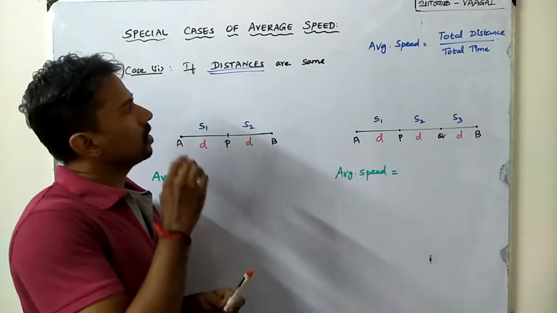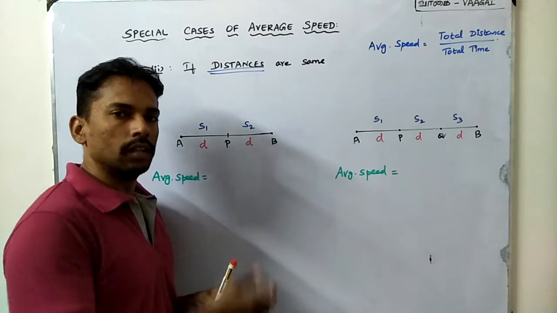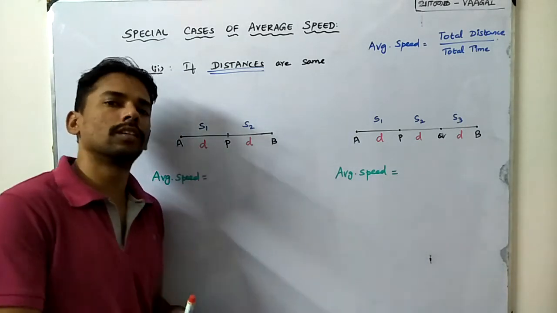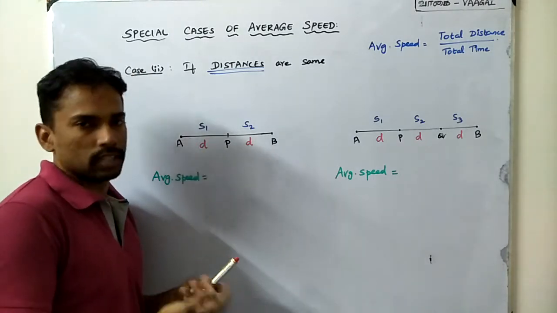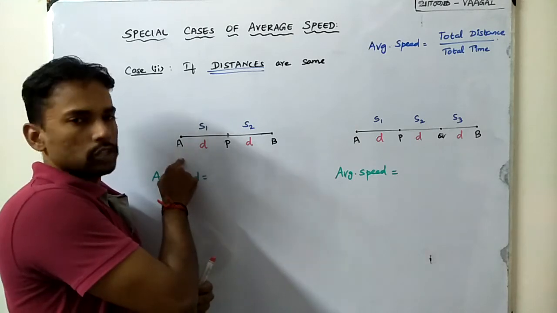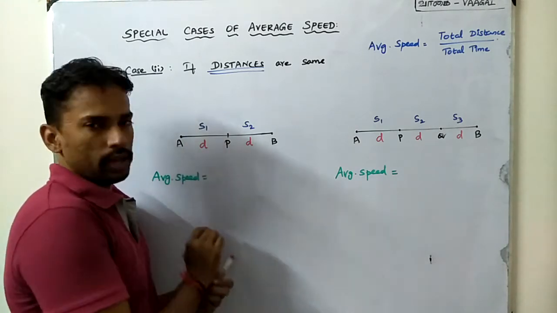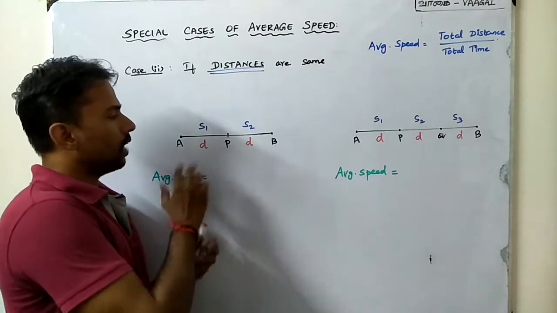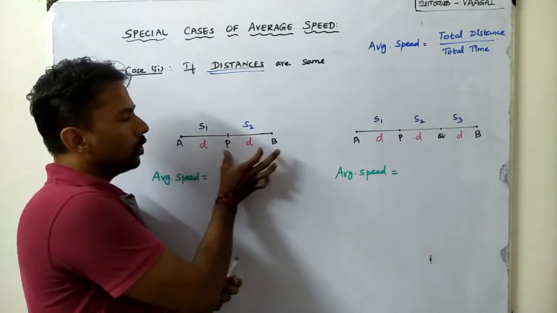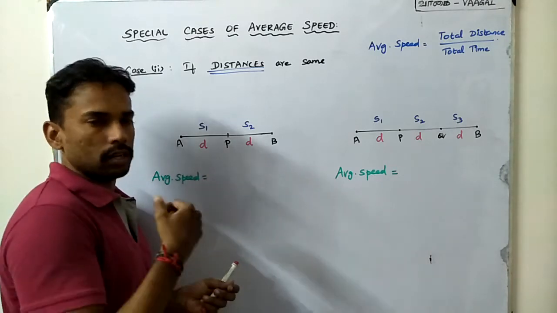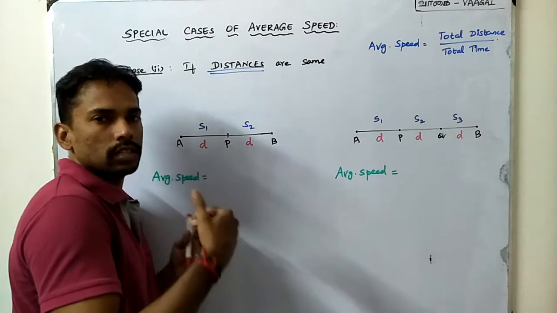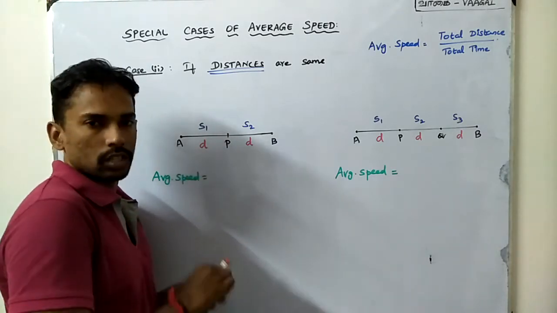The second case is if the distances are the same, that is, the distance traveled in each part of the travel is going to be the same. This is our assumption. As usual, we will take some examples. Let there be a vehicle that is going to travel from point A to B, and in between there is a point P. Now the travel is split into two parts: A to P is the first part and P to B is the second part. Our assumption is that the distance in each part is going to be the same.